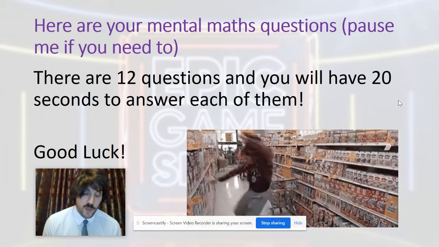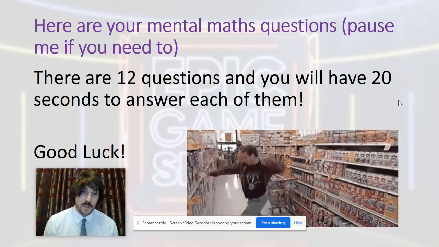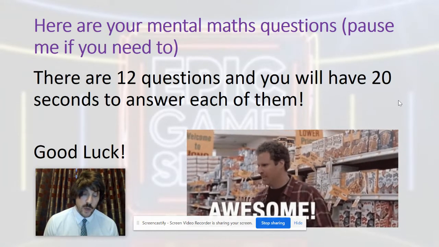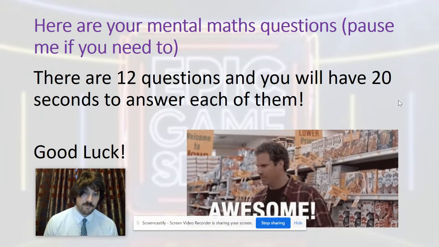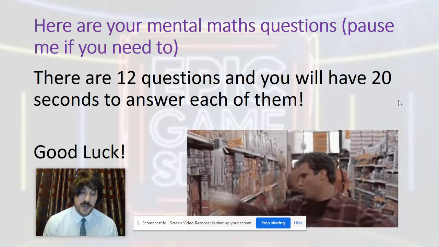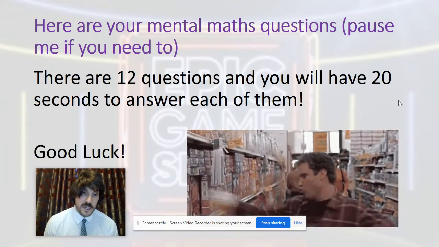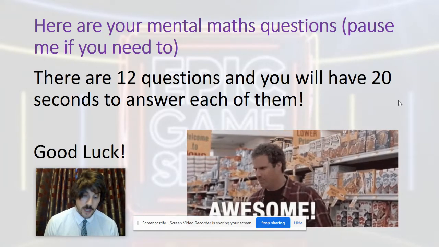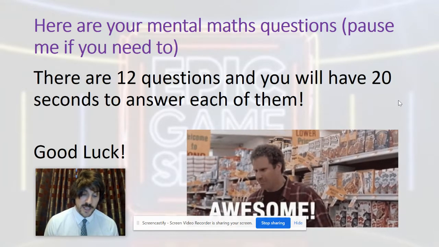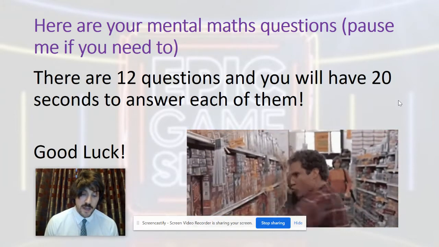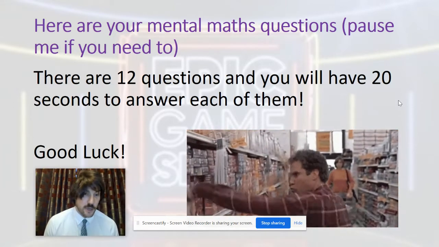Number 9. Which two of these four numbers add up to make 62? You have to pick two numbers here that add up to 62. The numbers you can use are 15, 24, 26, or 38.